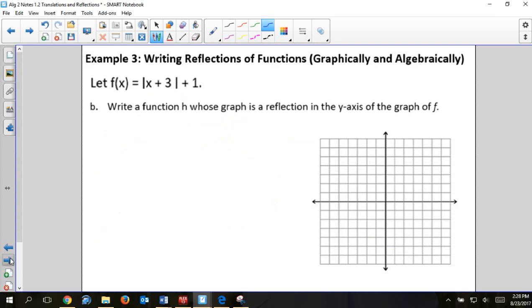Okay, if you don't get the graphs totally done, I want to make sure we get through the algebraic part, so I'm not as worried about the graphs. I will post the notes up on Canvas too if you need it. All right.